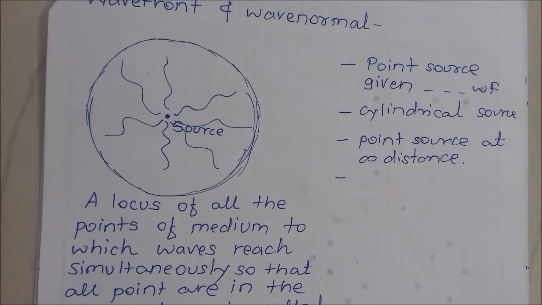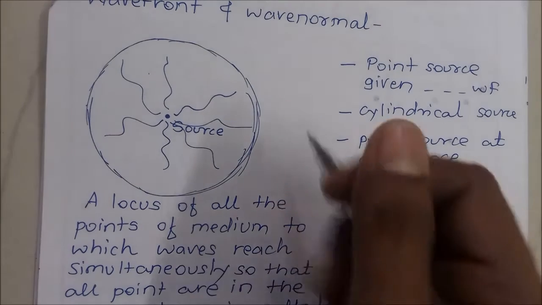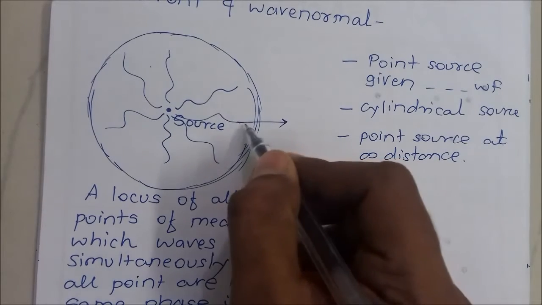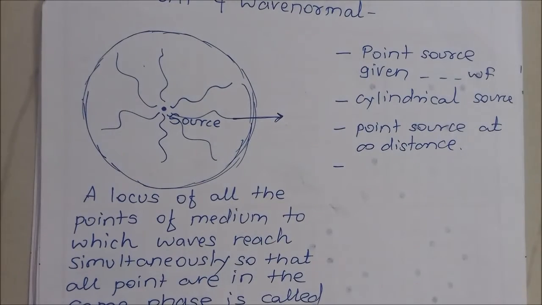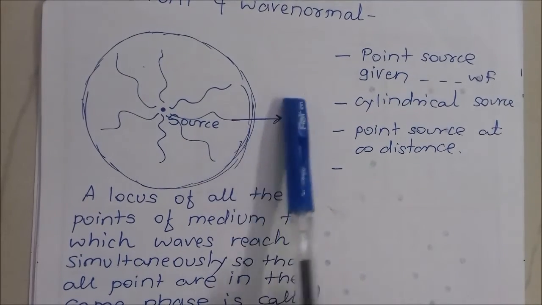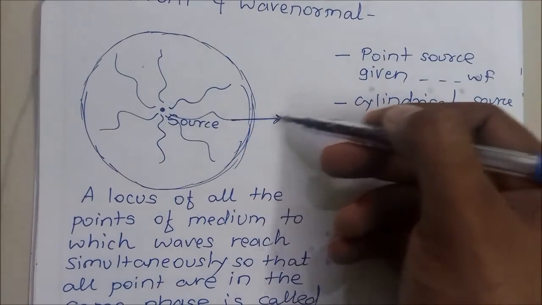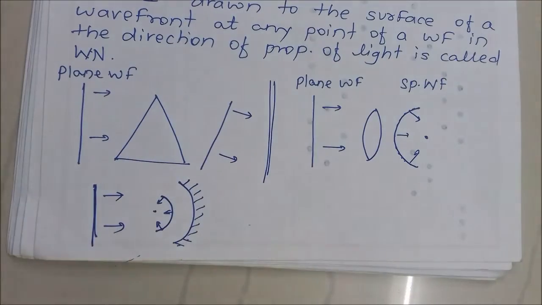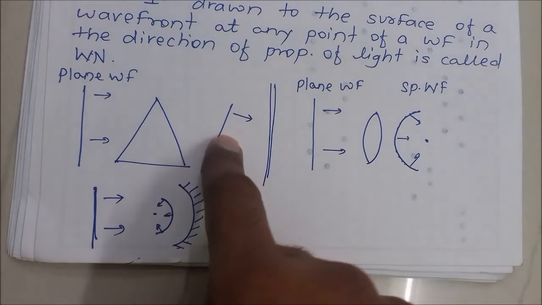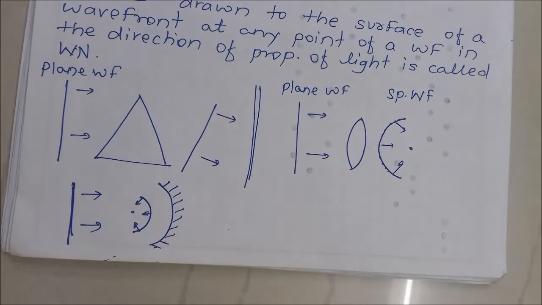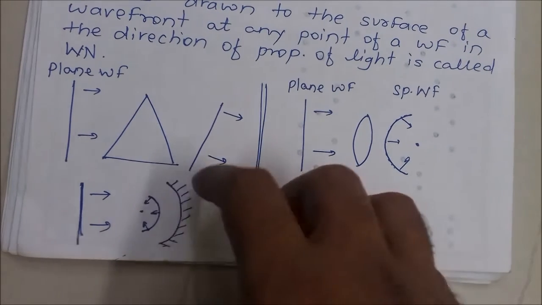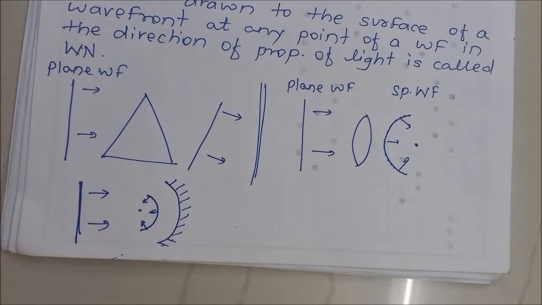Then the wave normal is perpendicular to the wavefront and in the direction of propagation of light. This is the wavefront and this arrow is the wave normal. If we pass a plane wavefront through a prism, it gets tilted. If we pass a plane wavefront through a lens, it becomes spherical. If we incident a plane wavefront on a spherical mirror, it also becomes spherical.